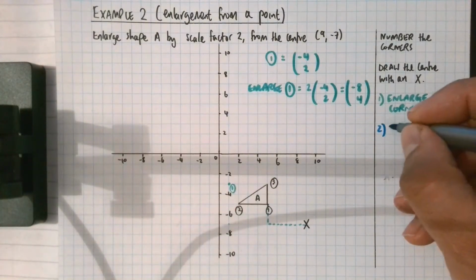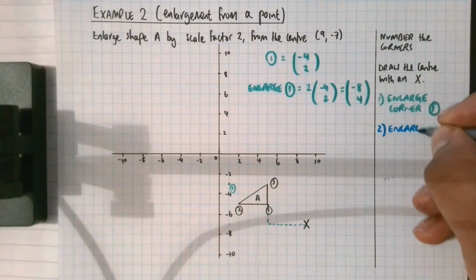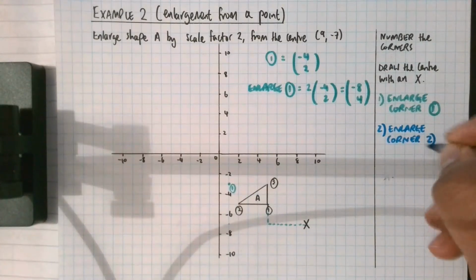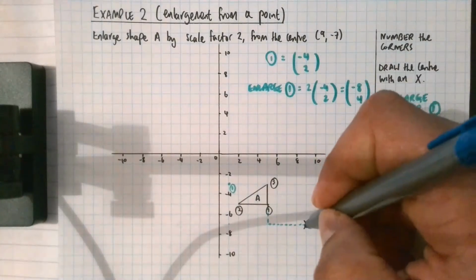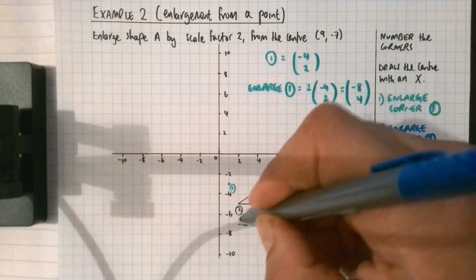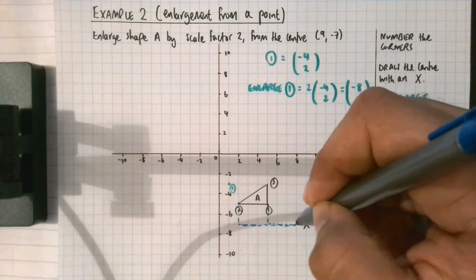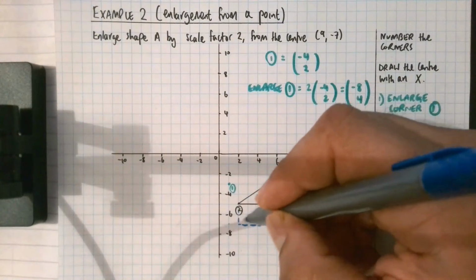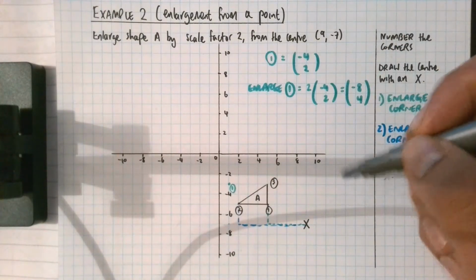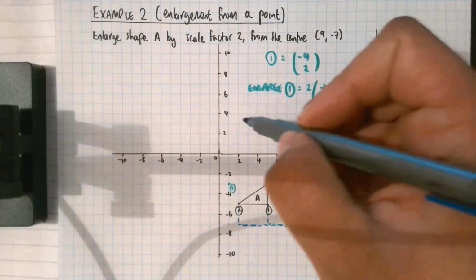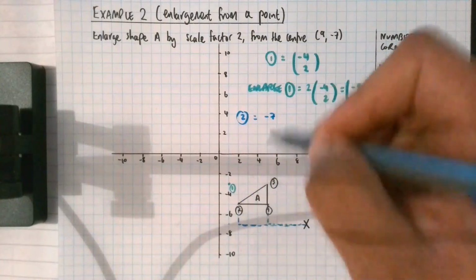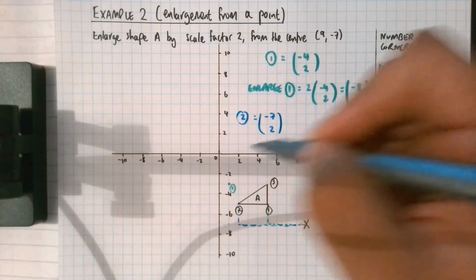So I'll do the same thing for corner number 2. I'm going to enlarge corner 2 using the center of enlargement. So I've got to work out the vector. It's going to be a minus number because we're going to the left for the top number in our vector. That's why it's a minus. So the vector for number 2 is going to be -7, and then we're going up by 2, so it's going to be -7 and 2.